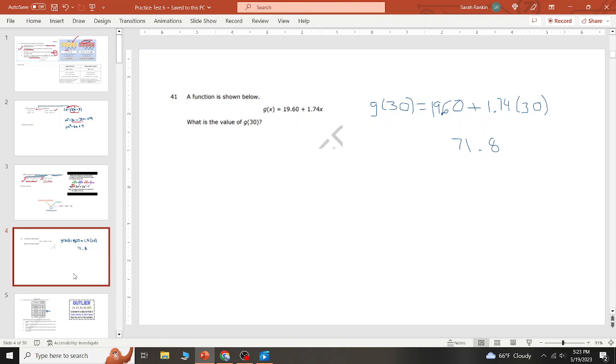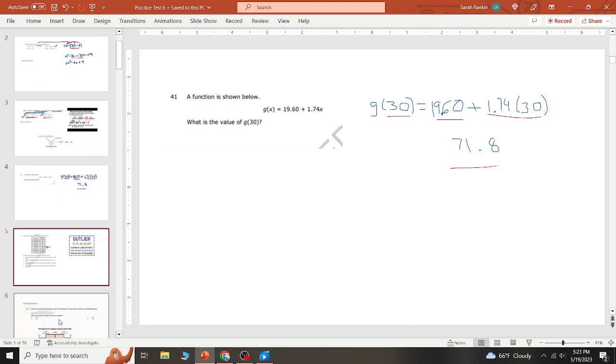The function is shown below, g(x). What is g(30)? Well, you just plug in 30 for x, and you get 19.6, and then 1.4 times our x, which is 30. You do the math, you get 71.8.